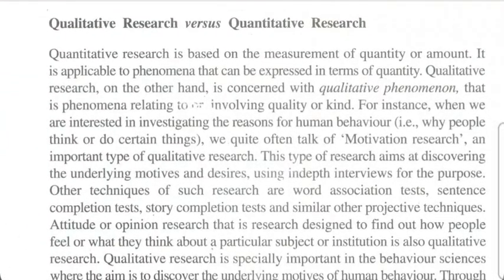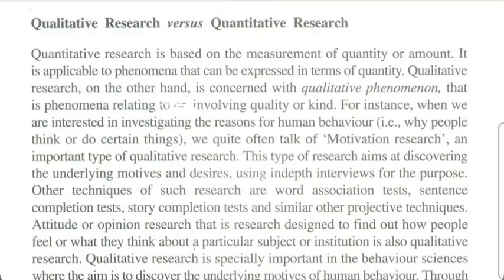Qualitative research versus quantitative research. Quantitative research is based on the measurement of quantity or amount. It is applicable to phenomena that can be expressed in terms of quantity. Qualitative research, on the other hand, is concerned with qualitative phenomena, that is, phenomena relating to or involving quality or kind. For instance, when we are interested in investigating the reasons for human behavior, i.e., why people think or do certain things, we quite often talk of motivation research, an important type of qualitative research.